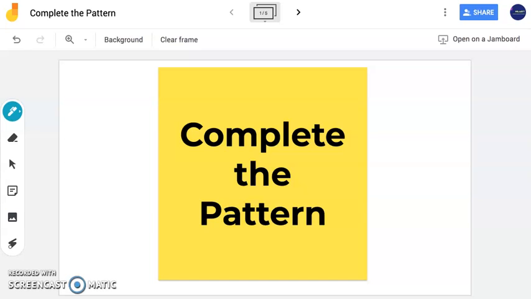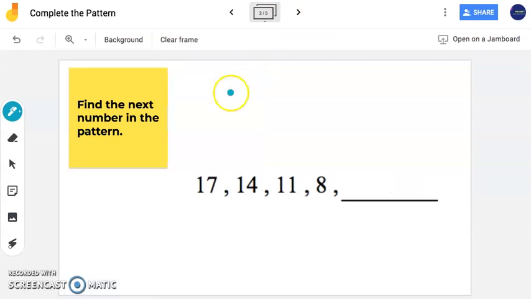Hello, today we're going to work on problems that are going to require you to complete the pattern. In this first problem, it asks us to find the next number in the pattern. We have a pattern here, 17, 14, 11, 8, and then an unknown. We need to figure out what is the next number in this pattern.